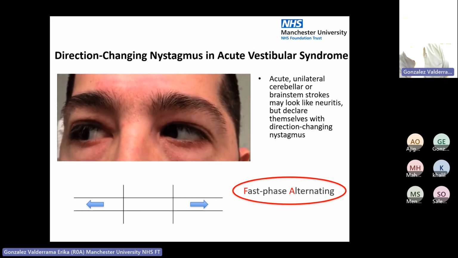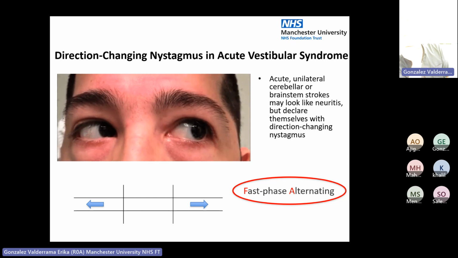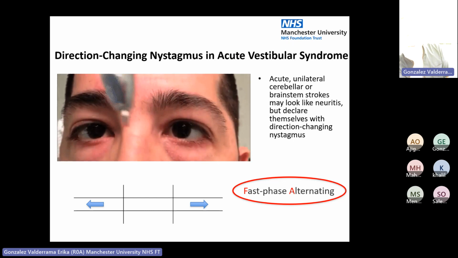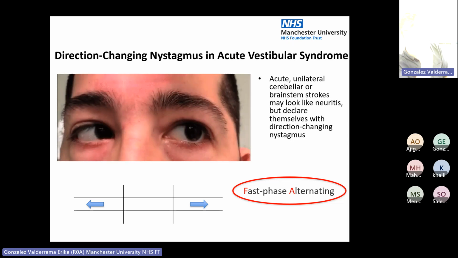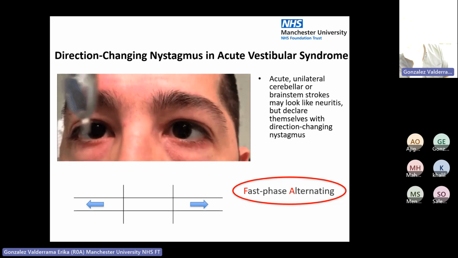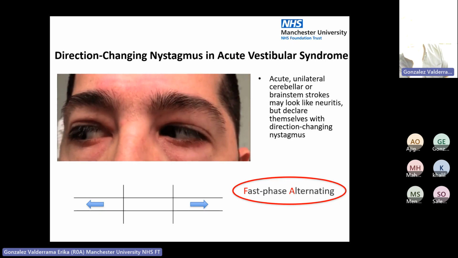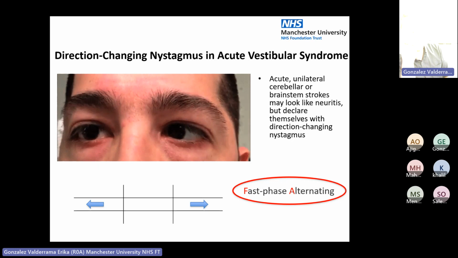So this person looks over to the right, looks over to the left, and he beats to the left, and now it goes all the way to the right, and the faster, the stronger flick is to that side. It takes a while to get used to looking at this stuff, but once you see it, you can't not see it. In posterior fossa stuff, it's usually pretty big. This is big nystagmus. It's not subtle.